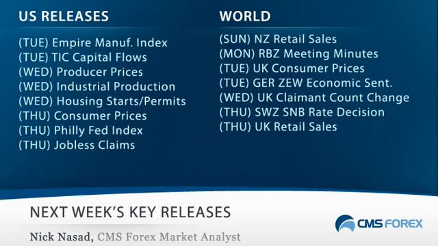Around the world, we start off with New Zealand retail sales, followed by the Reserve Bank of Australia meeting minutes. On Tuesday, we get UK consumer prices, which will be followed on Wednesday by the UK employment report, the claimant count change and unemployment rate. On Thursday, the UK posts a third important release in retail sales. On Tuesday, Germany releases its ZEW economic sentiment, a good leading indicator for the German economy. And on Thursday, the Swiss National Bank has its interest rate decision.